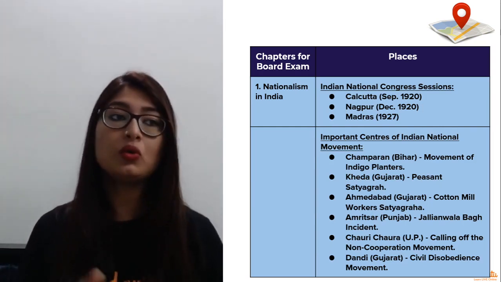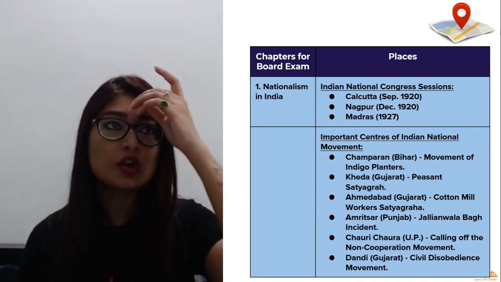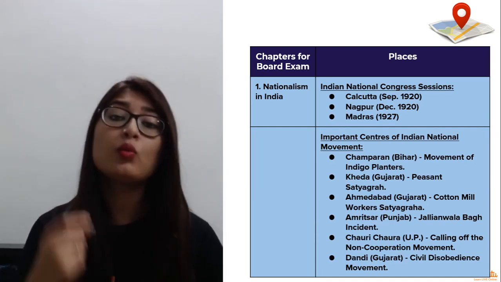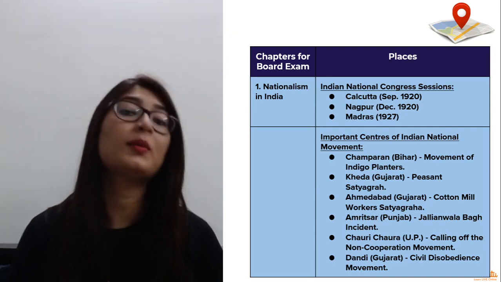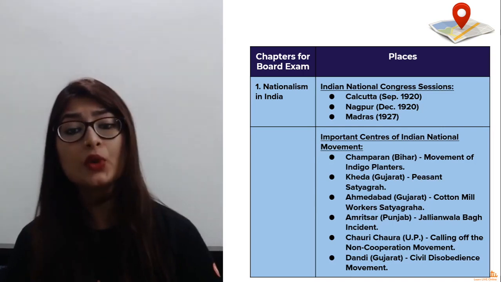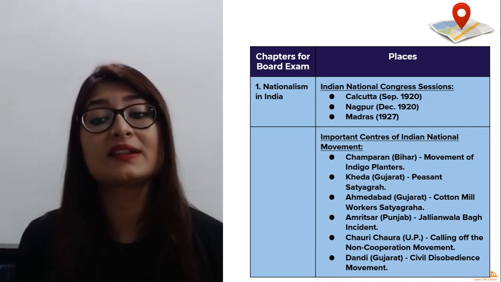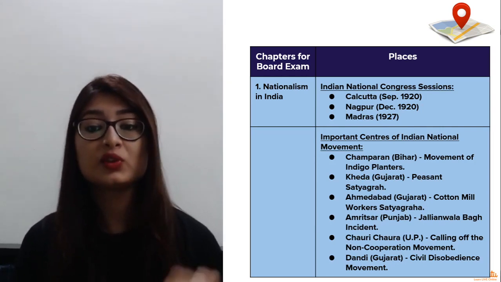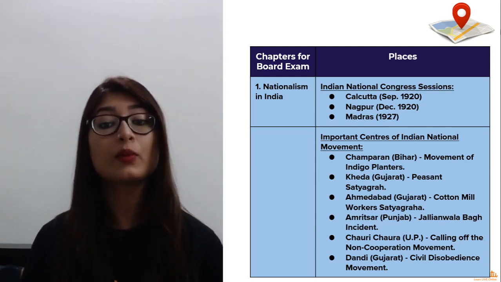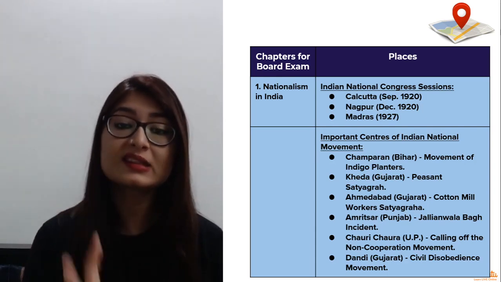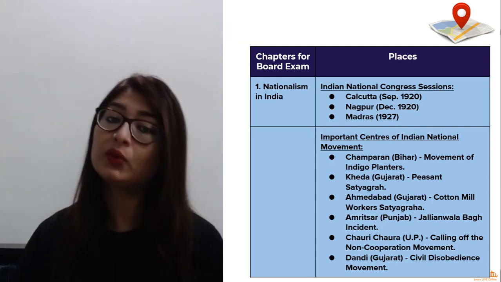So we are going to learn in a holistic way. We are just not going to say, okay, this is Calcutta, this is Mumbai, this is Madras. We're going to understand what is important, what is so significant about it, and why is it so important in our history. Okay, so important centers of Indian national movement. Champaran, which was in Bihar, so it was because of the movement of indigo planters. So guys, this is what will be covering through the sessions.